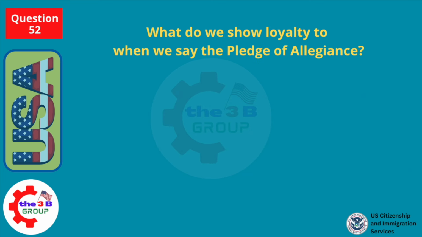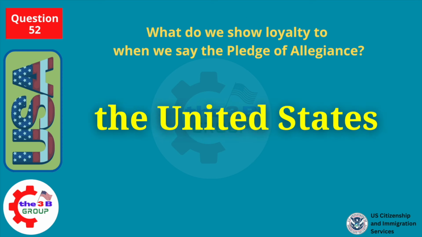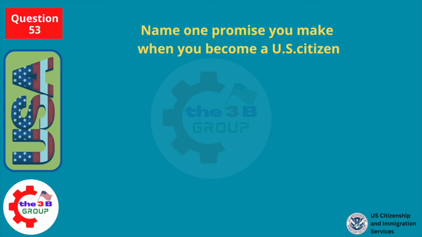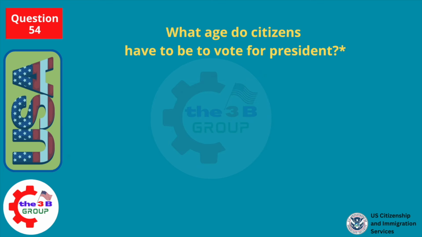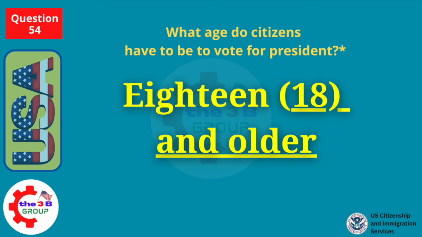What do we show loyalty to when we say the Pledge of Allegiance? The United States. Name one promise you make when you become a U.S. citizen. Obey the laws of the United States. What age do citizens have to be to vote for president? 18 and older.